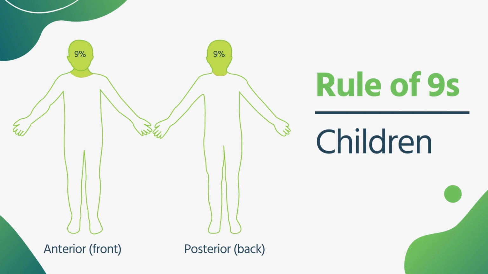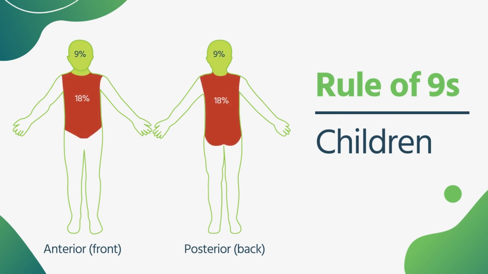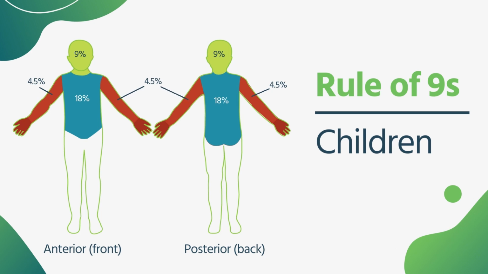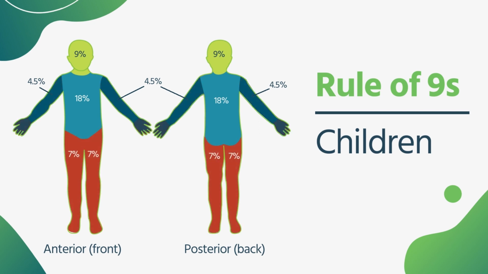Still the same numbers for the trunk, so it's still 18% for the front, 18% for the back. Still the same percentage for the arms. So 4.5 on the front, 4.5 on the back. The legs being a little shorter, we change that percentage a little bit. So now it's 7% front, 7% back, anterior, posterior, and then still the 1% for the genitalia. It's because we're compensating for that larger head in comparison to the rest of the body.